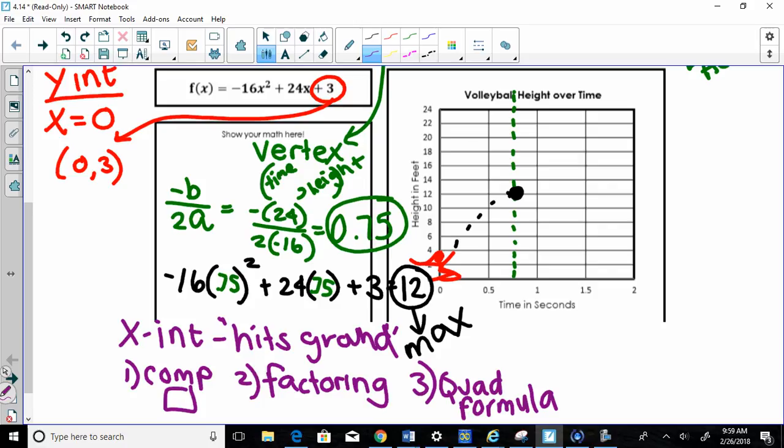Wait, what was the question to this? This is the last part where it says the ball hits the ground. How many seconds until it hits the ground? To find where it hits the ground, that would be my x-intercept. What are the 3 ways we learned to find my x-intercept? Completing the square, factoring, and the quadratic formula. I'm going to use the quadratic formula.